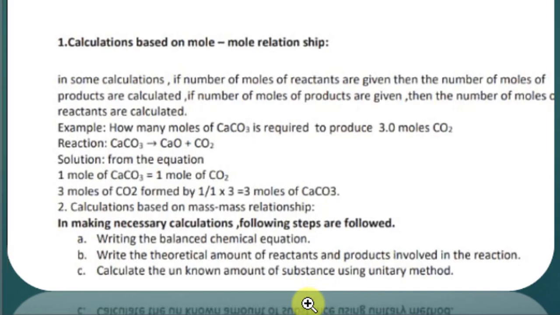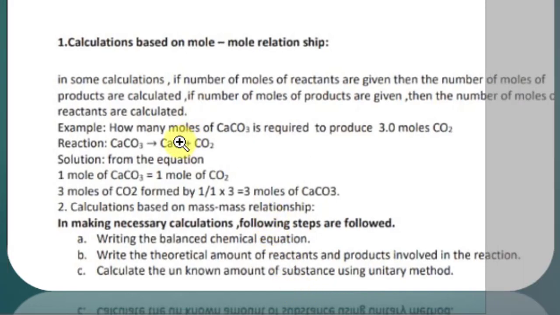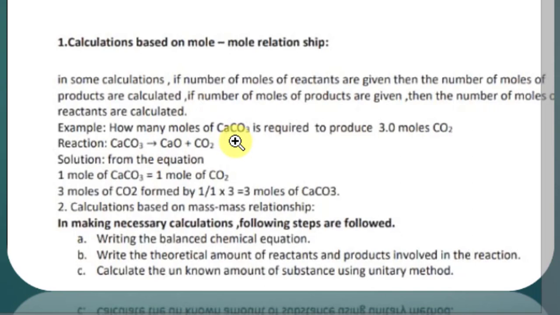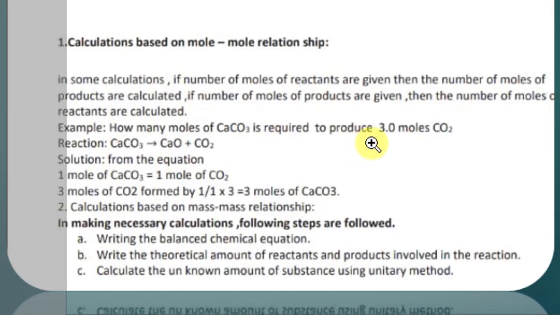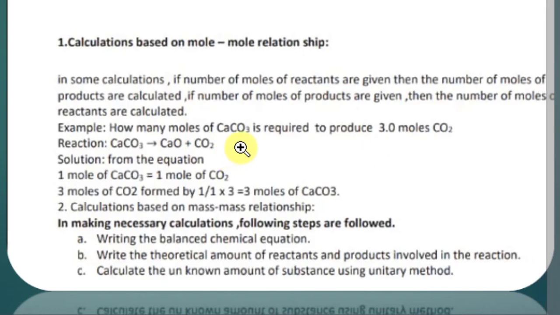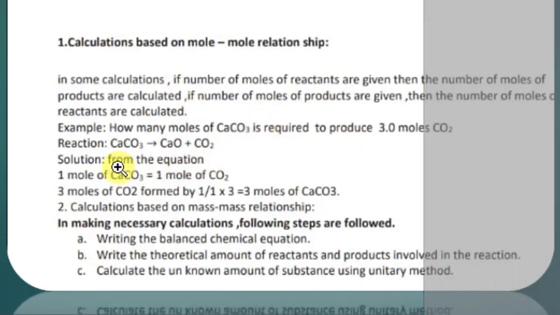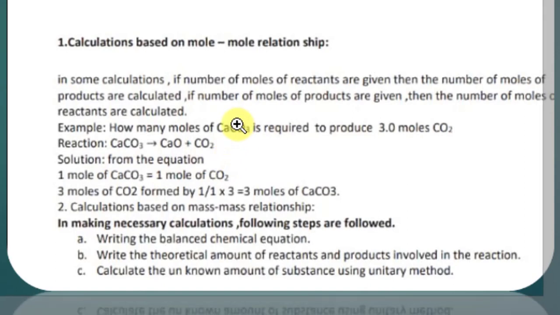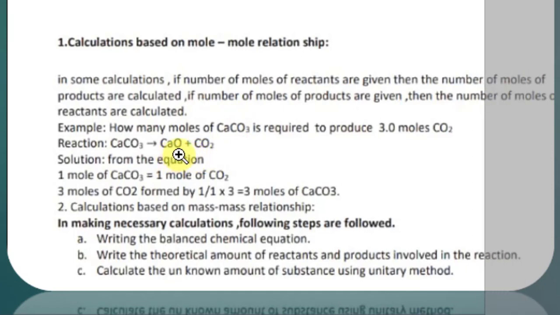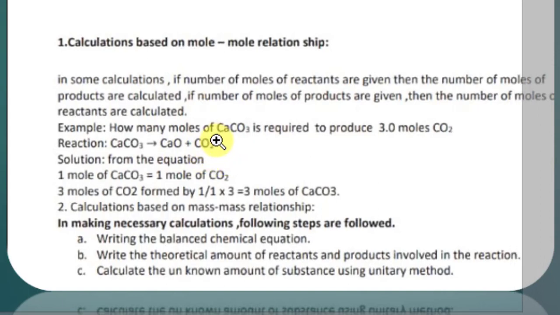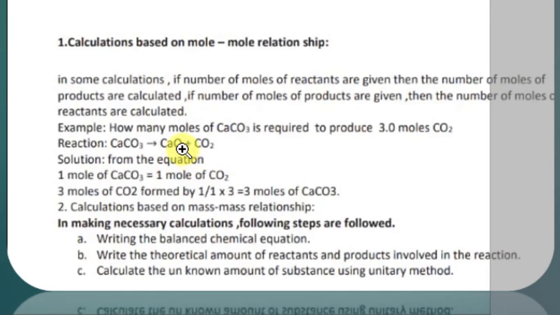Okay, now see here one example is there. How many moles of calcium carbonate CaCO3 is required to produce 3 moles of carbon dioxide? Here you can see calcium carbonate is present on which side? Left side. It's a reactant. And what are the products? Calcium oxide CaO and carbon dioxide CO2, which are present on the right side. Okay, so first we have to balance it.